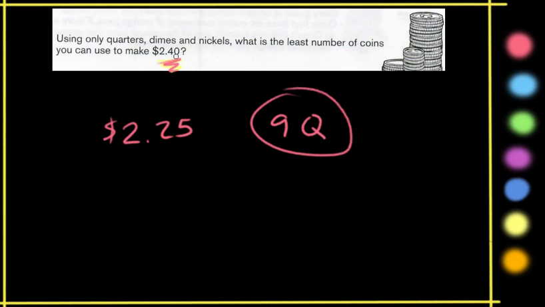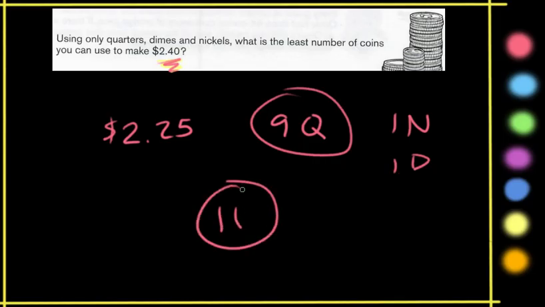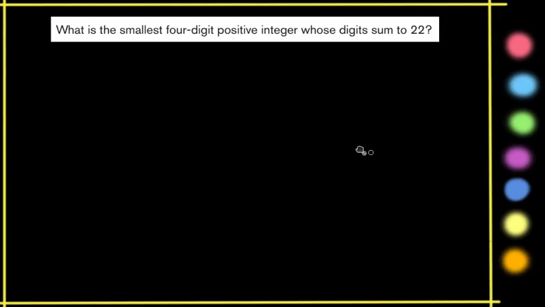And then we've got how much left? We've got 15 cents left, right? So we're going to have to use 1 nickel and 1 dime. We could use 3 nickels, but that would be using an extra coin. We can do it in just 2 coins. So it's 9 plus 1 plus 1, and that gives us 11 coins total. All right. Feel free to pause the video again on this one.